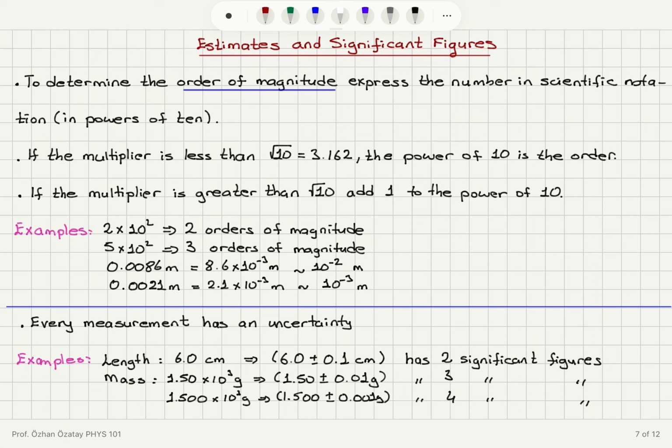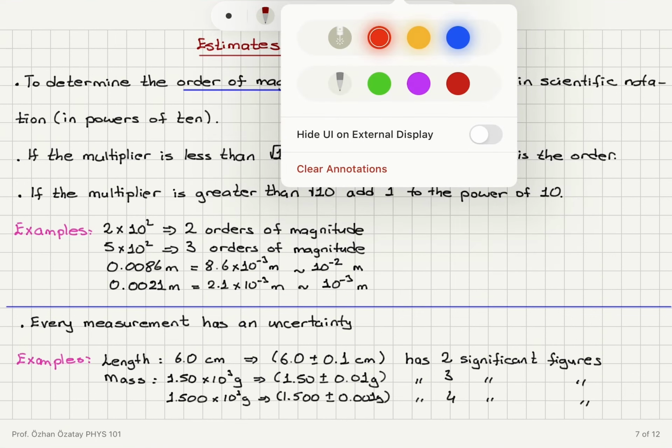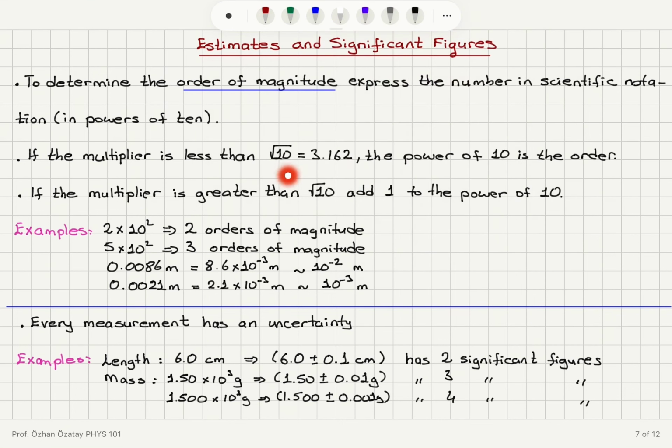For example, if we have a number 6,340, let's say, this is going to be expressed as 6.34 times 10 to 3. So we leave only one digit before the decimal point. So this is our strategy. And then we look at the multiplier. If the multiplier is less than square root 10, 3.162, the power of 10 will be the order.